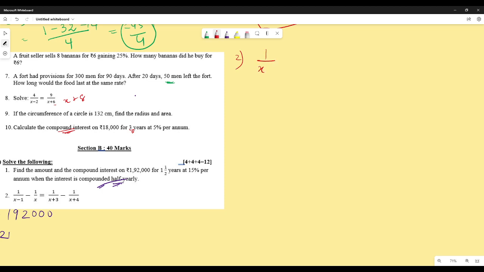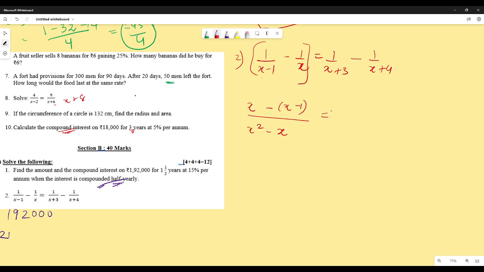1 by x minus 1 minus 1 by x equals 1 by x plus 3 minus 1 by x plus 4, right? So we solve this part first, the left hand side first. We get the LCM as x square minus x. This will be multiplied by x, and this will be multiplied by x minus 1. So this becomes x minus 1, right?